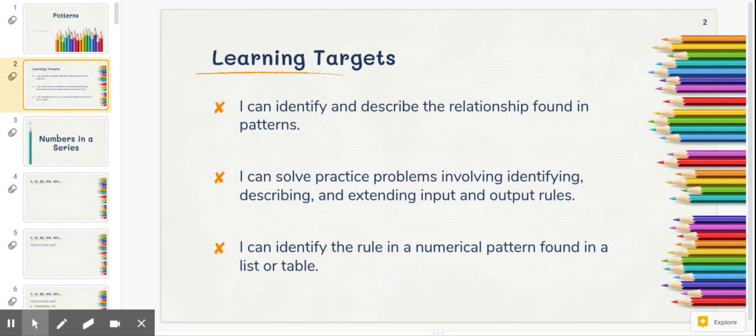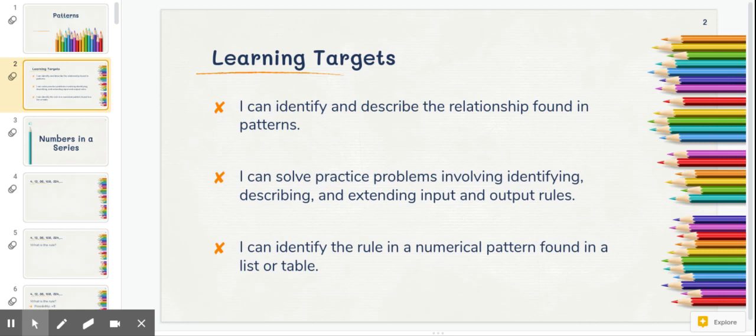Our learning targets for these videos are: I can identify and describe the relationship found in patterns. I can solve practical problems involving identifying, describing, and extending input and output tables. And I can identify the rule in a numerical pattern found in a list or table.